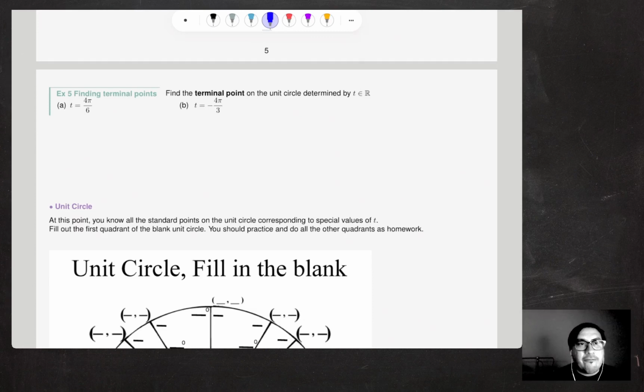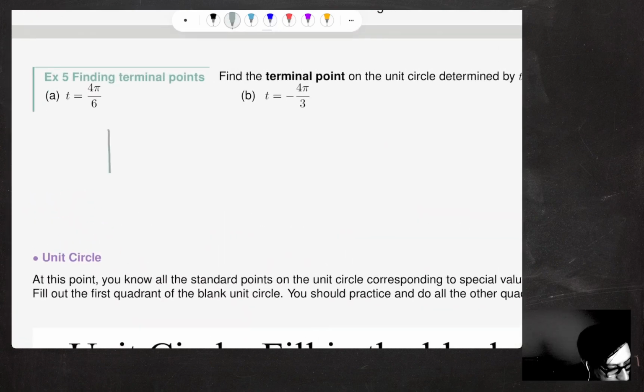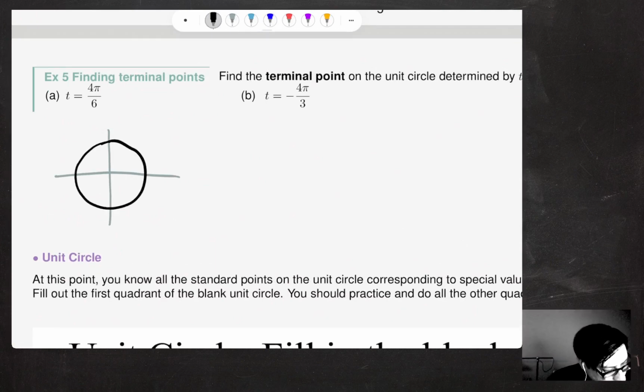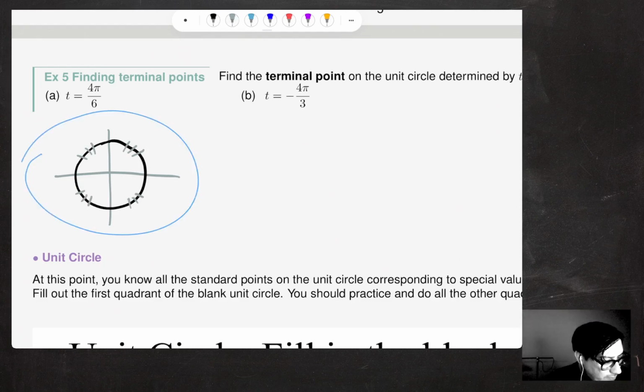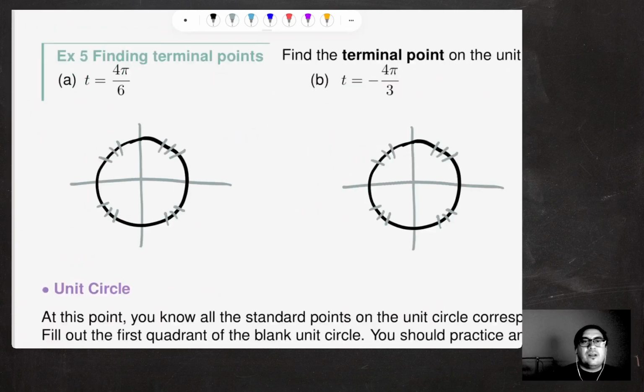So notice we got a 4 pi over 6 and a negative 4 pi over 3. So let's zoom in a little bit and let's give each of these their own little whiskers. All right, and I'm going to copy this for the next problem so I don't have to draw it again. Okay, so zoom in a little bit more.